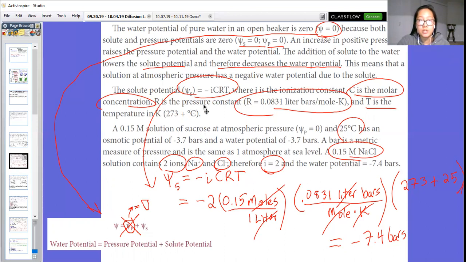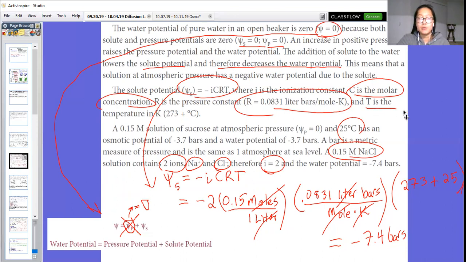R is the pressure constant, and this is what we will always use. R is always this constant. R equals 0.0831 liter bars per mole Kelvin. And you don't really have to worry about these units, because if you take AP Chemistry, you will. But for now they're just going to be canceled out and you'll be left with bars at the end as your solute potential.